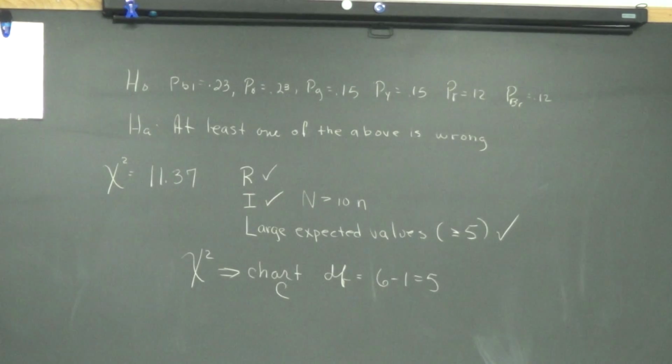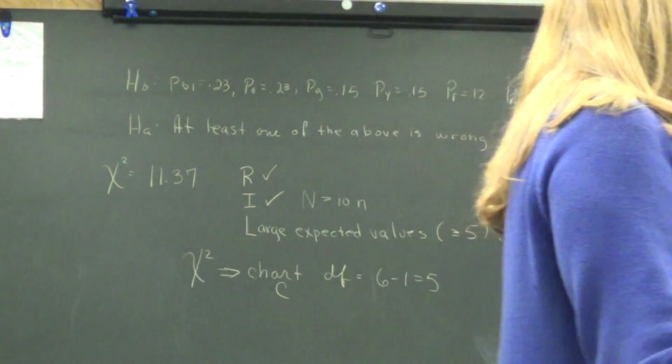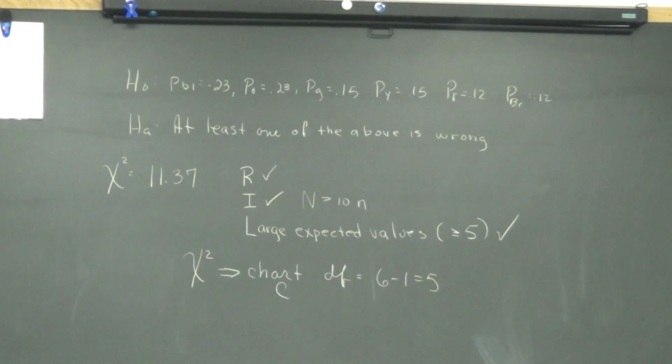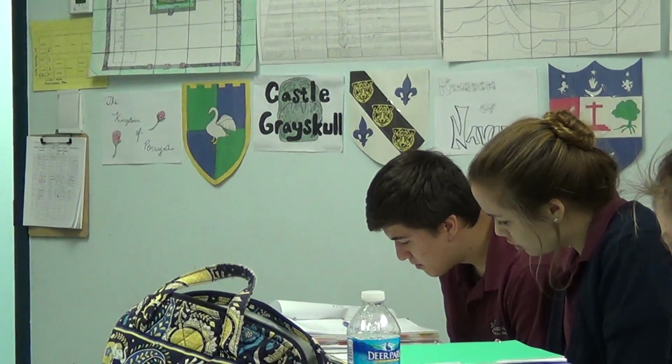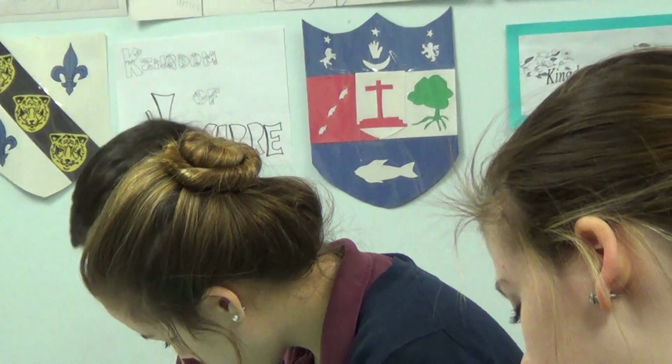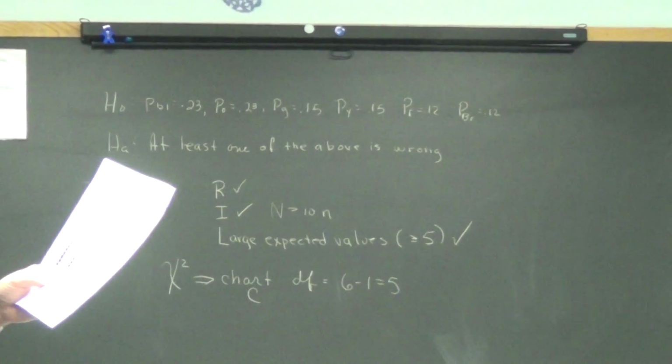What is your question? We're just doing the test. It said confirm the expected counts are large enough. We did that. Sketch a graph. We're not doing that. Use table C to find the p-value. That's where we are. So we're looking it up with degrees of freedom 5, and the chi-square statistic is 11.37.